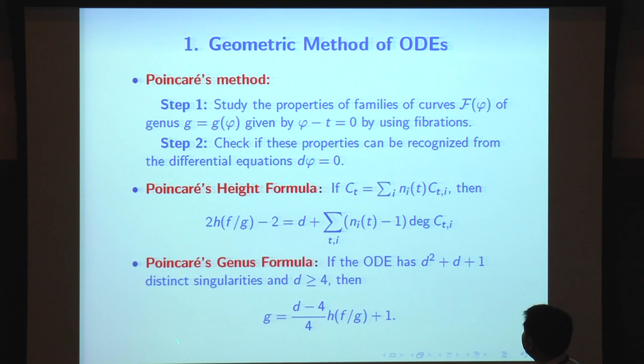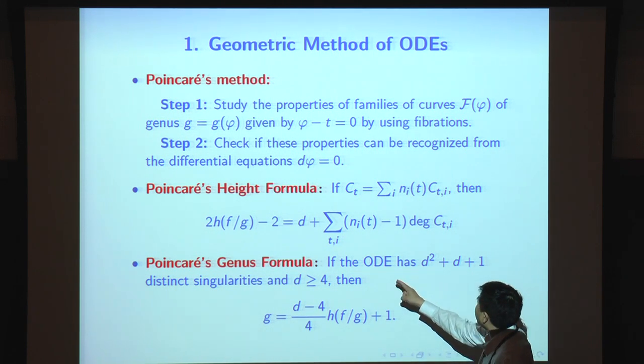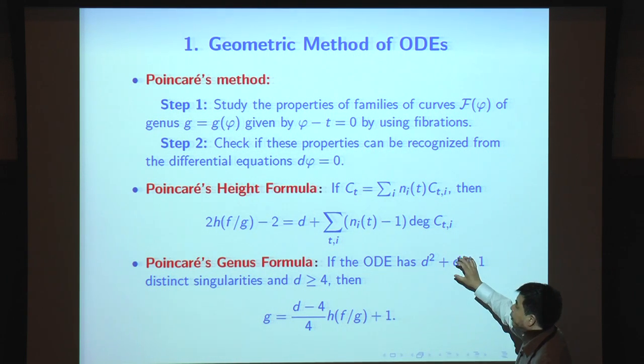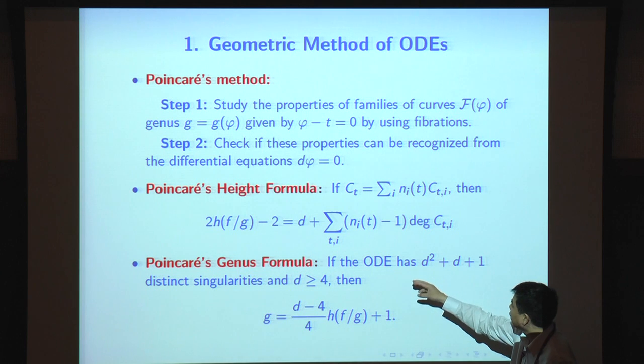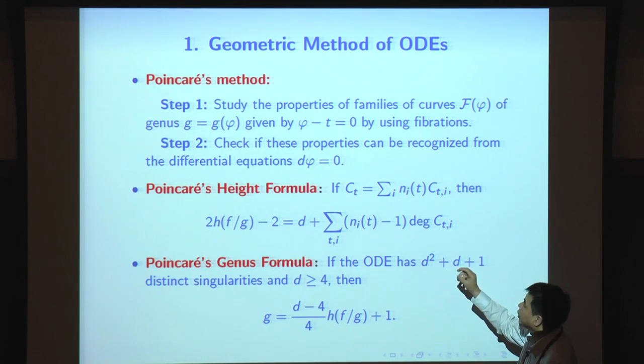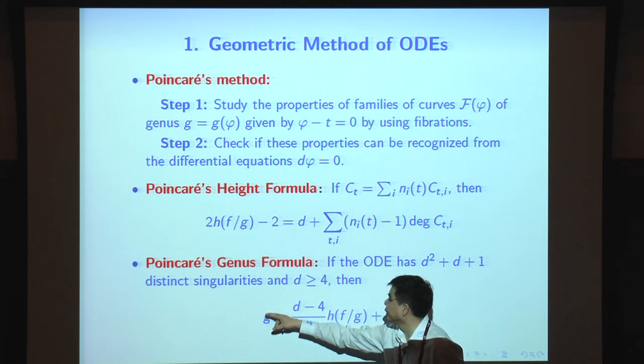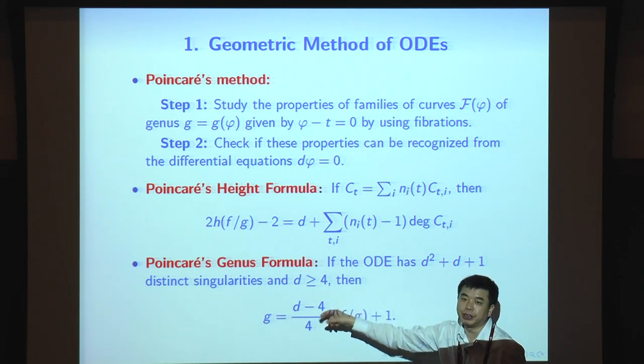His first formula. The second one is about some special ODE. Special means the ODE has the maximum number of distinct singularities. So this means, in the opposite direction, an ODE always has at most this number of singular points. Here, at every singular point the multiplicity is 1, so the total number is exactly this number. Then Poincaré got a formula to compute the genus by using the height and the degree D.